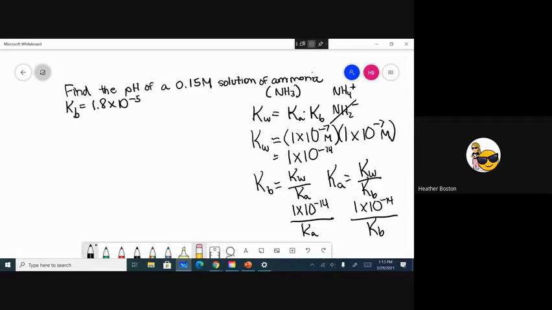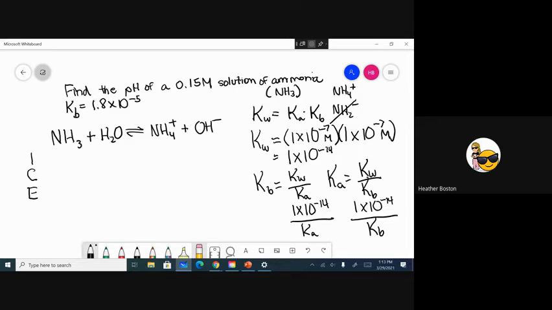Okay, so let's do the general form of this equation. When you put NH3 into water, it's going to act like a base, meaning it's going to accept a proton, so it'll be NH4 plus, and it's going to leave behind OH minus. Remember, if it's not a strong base, then it's a weak one.